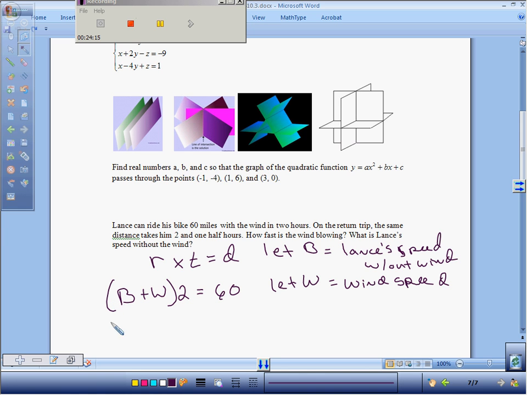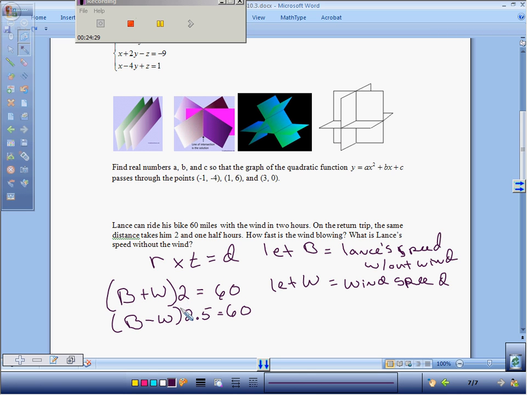And then coming back, the wind is pushing against him. So he has B minus W times 2.5 equals the same distance, right? He does the same distance coming back. He goes 120 miles. That's nothing for Lance. He's a man. All right.